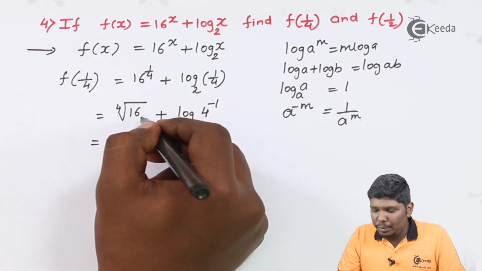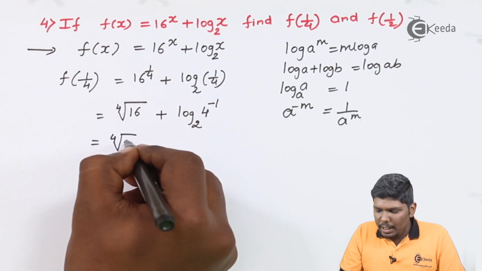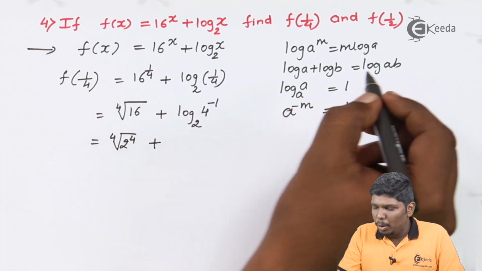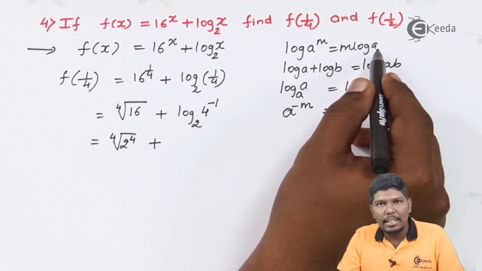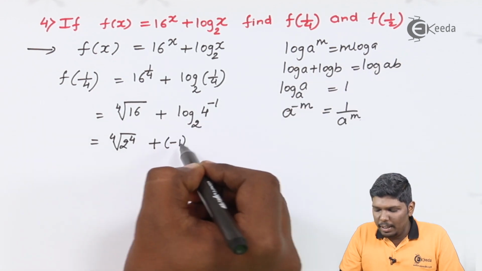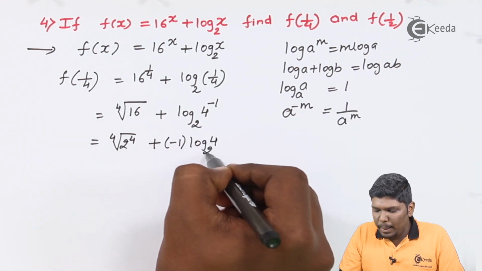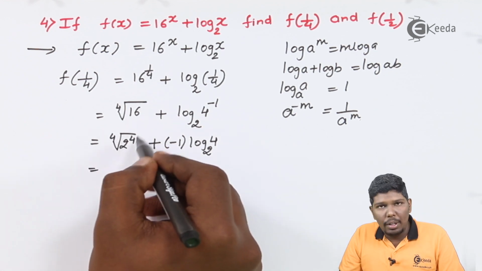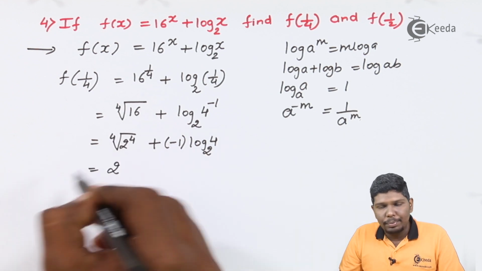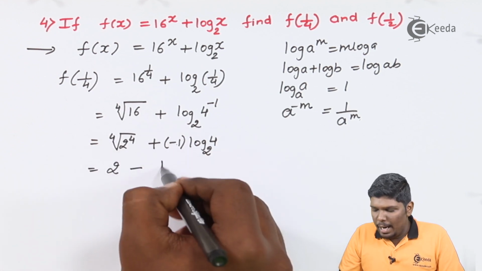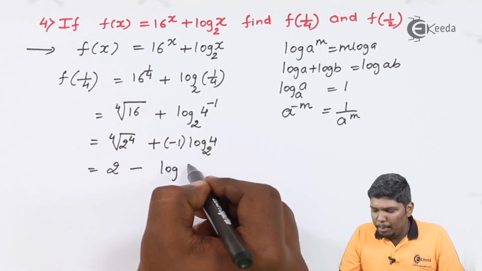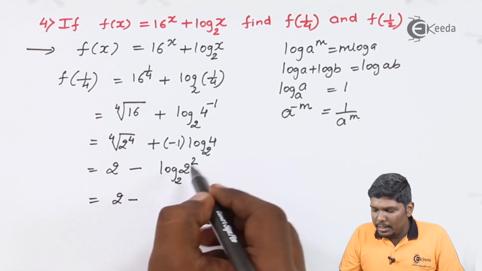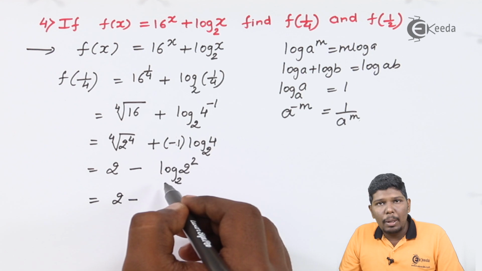Now to find the 4th root of 16, we know that 16 is 2 power 4. The minus sign will come down because we'll use this formula, log a raised to m is m log a. So this becomes minus 1 into log of 4 to the base 2. If you see here, the 4th power and the 4th root will cancel each other and we'll get 2. Plus into minus will be minus, and log 4 to the base 2 can be written as log 2 square to the base 2.